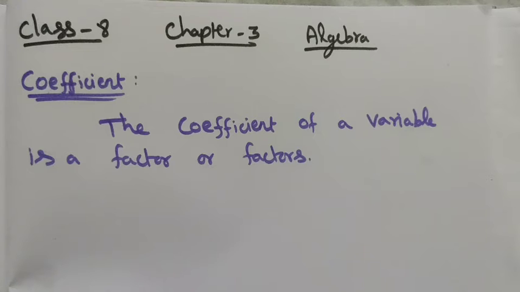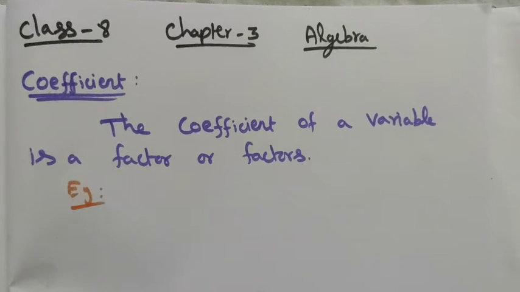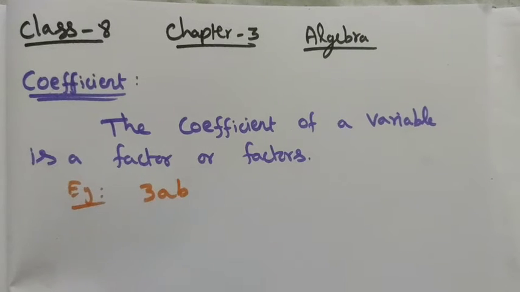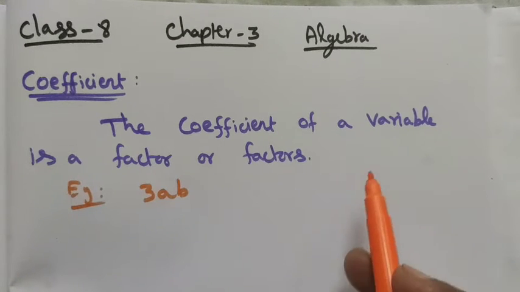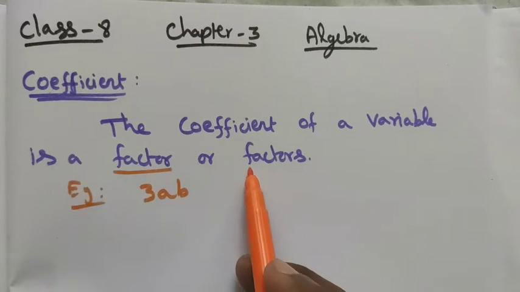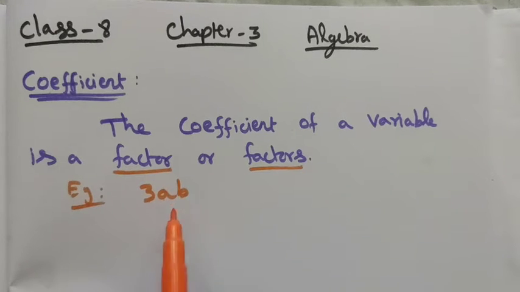Here we are going to see coefficient. The coefficient of a variable is a factor or factors. For example, let me take an algebraic term, that is 3ab. Now we want to find the coefficient for this. Each and every variable we call a factor, including the constant term. 3 is one of the factors, and a is another factor, and b is another factor.